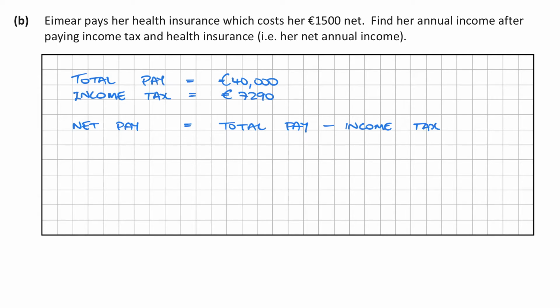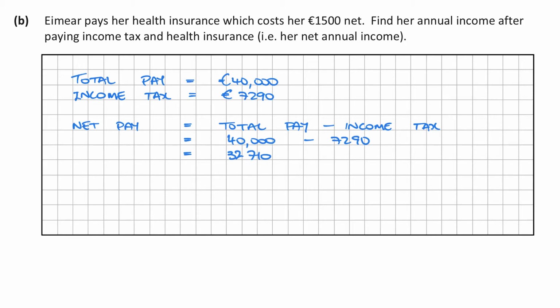Okay, so we can see here that the net pay will be equal to 40,000 minus 7,290. Okay, and that will give us 32,710. So that's her net pay. So that's how much pay she has at the end of the year. So that's how much she'll have when all her taxes are taken out.